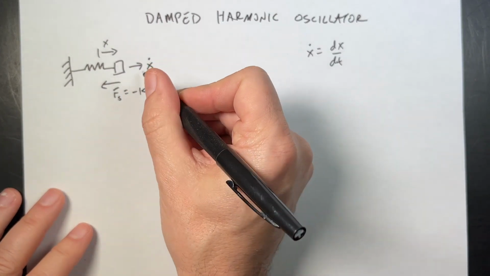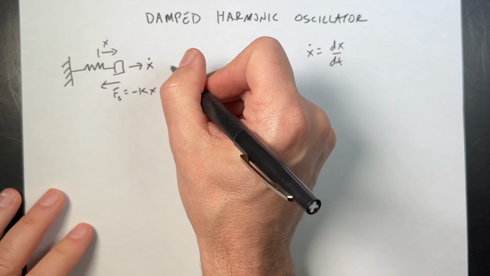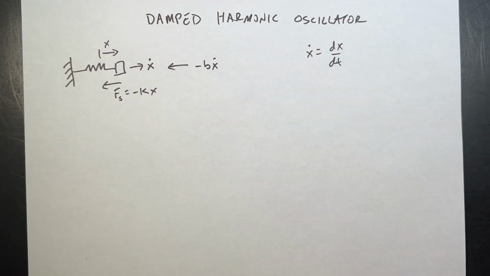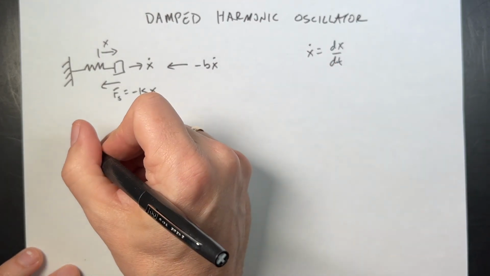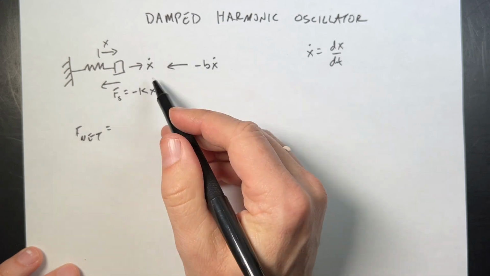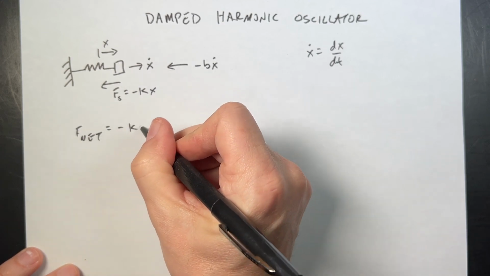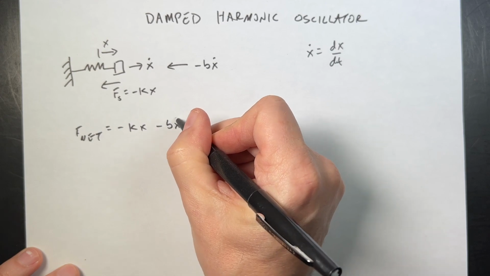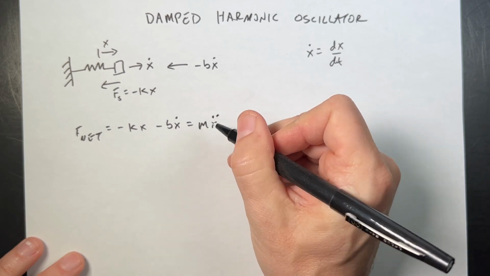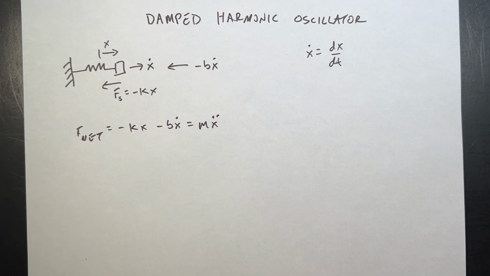Then there's also a force due to this motion pushing in the opposite direction, negative b x dot. So I have the following. F net in the x direction is going to be the spring force, negative kx, minus b x dot, and that's going to be equal to mass times acceleration, which is m x double dot. So that's the equation that we want to solve. How are we going to solve that? Okay, so let's just go ahead and write this.